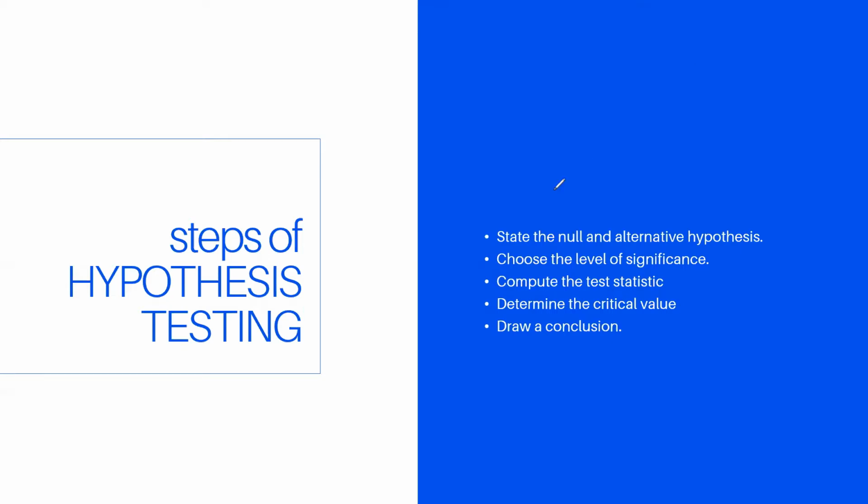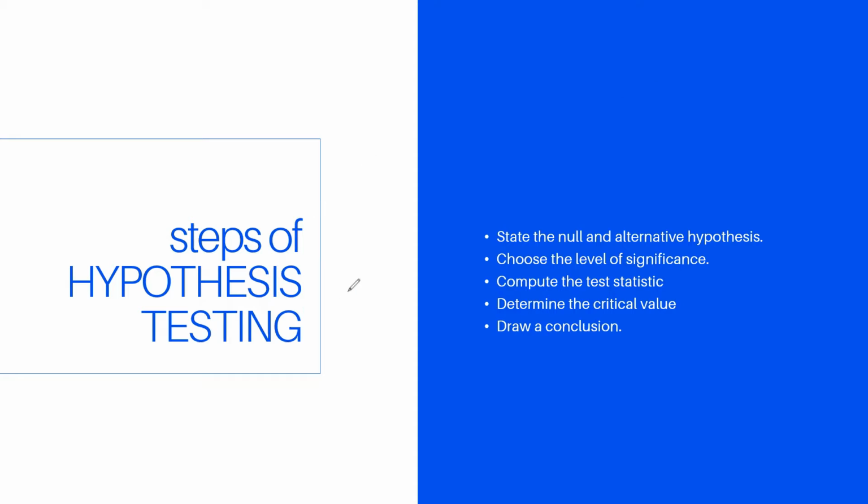Next is the critical value. The critical value will tell us in which part of the normal curve or any distribution lies the limit of our value. And lastly, we have our conclusion. Remember that in statistics, we need to give conclusions because this is the time we need to explain or interpret our result.